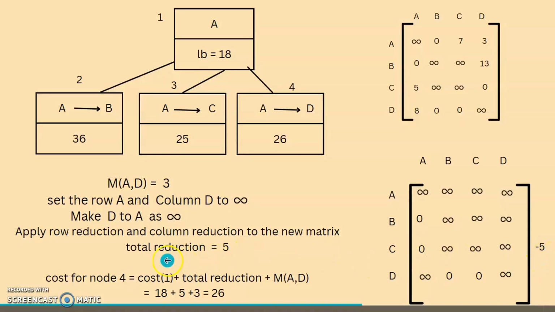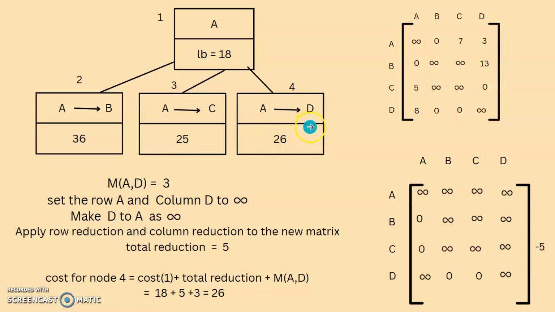So now the calculation for the node is cost of 1. So what is the cost of 1? 18, plus what is the total reduction for this matrix? 5, plus what is the distance of A to D, which you already taken? 3. So add all these values, you will get 26. 26 is the value for this node A to D.